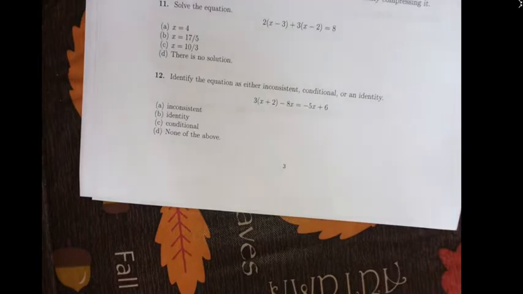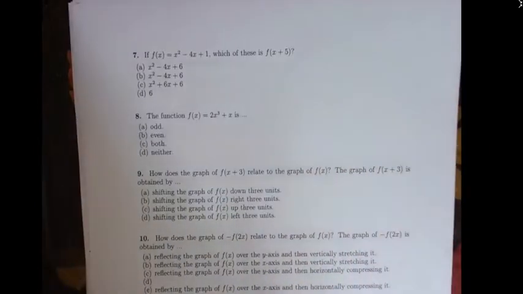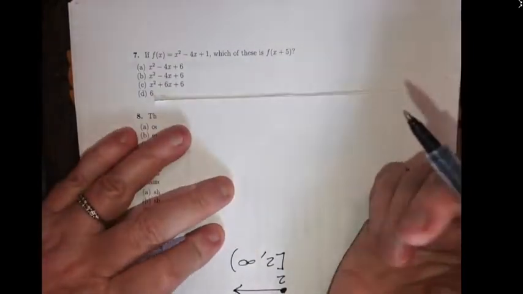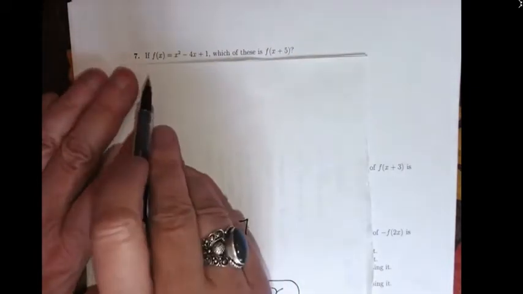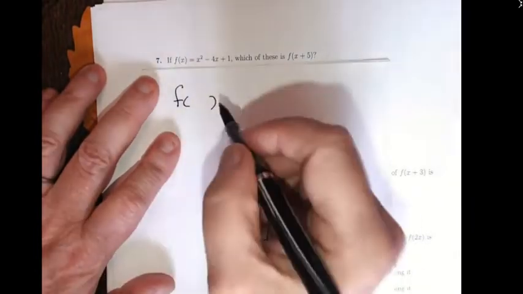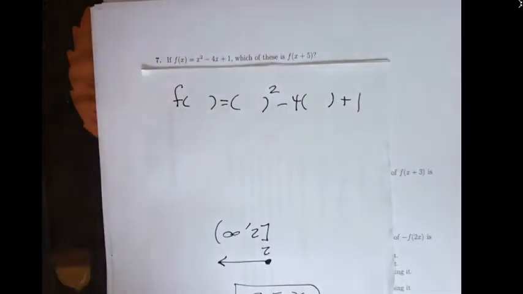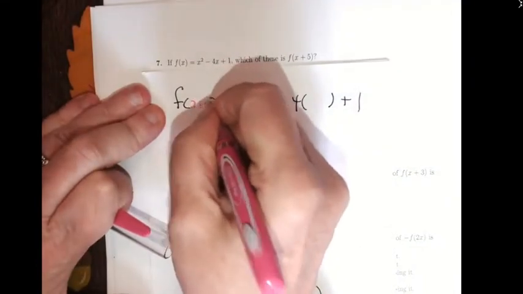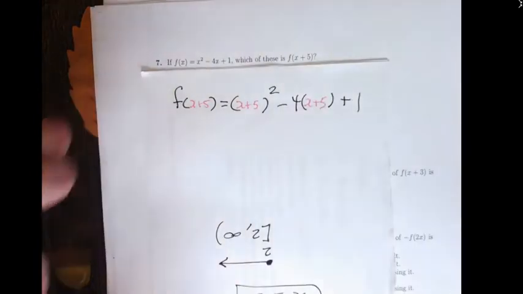All right, let's look at number 7. It wants to know what is f evaluated at x plus 5. Okay, so what I'm going to do is I'm going to rewrite the formula for f, and everywhere there's an x, I'm going to replace it with blank parentheses. So I have f of equals something squared minus 4 times something plus 1. Okay. Now, we've been asked for f evaluated at x plus 5. So everywhere in here, I'm going to put x plus 5 inside the parentheses.